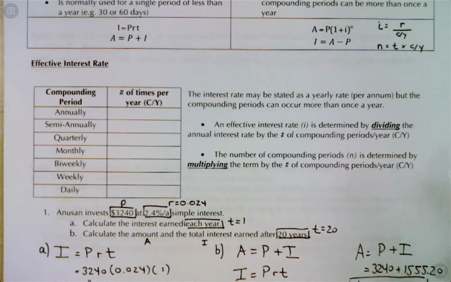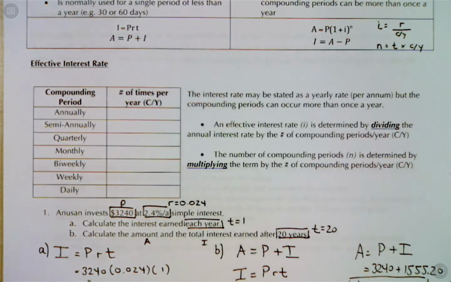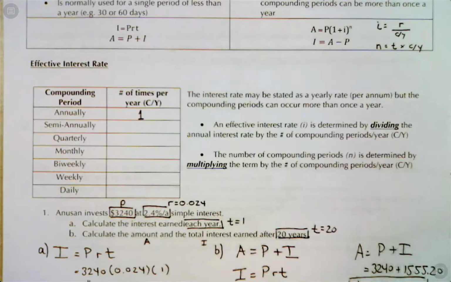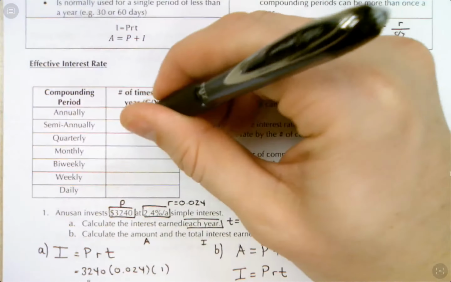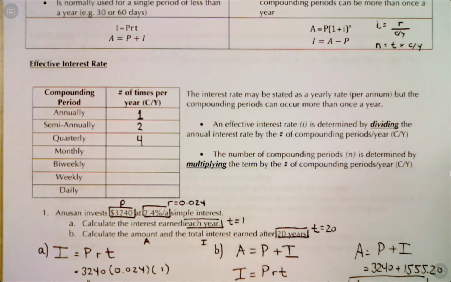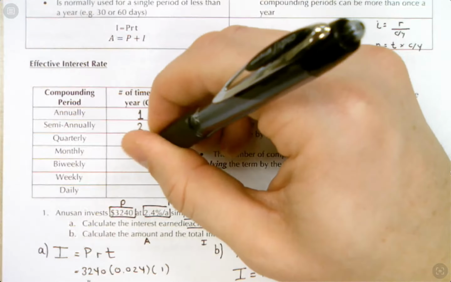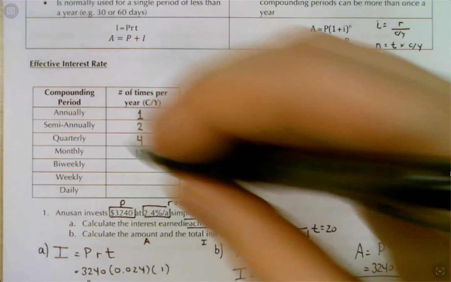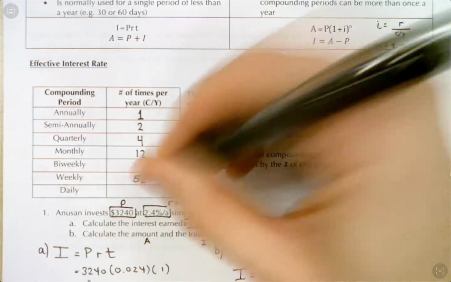But first, effective interest rate. So when you see words like this, where it says 5% compounded and then one of these words appears, you need to know how many times per year that is. Annually just means 1 time per year, which makes the question a little bit easier to do if it says annually. Semi-annually means twice per year. Quarterly means 4 times per year. Monthly means 12 times per year because there's 12 months in a year. I'm going to skip biweekly for a second. Weekly means 52 times per year. There's 52 weeks in a year.